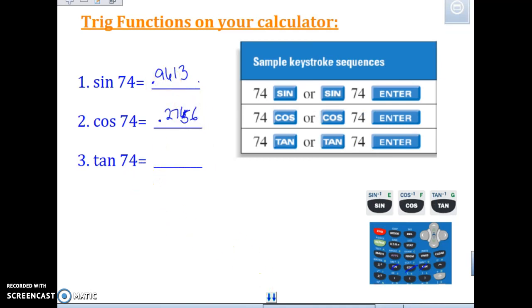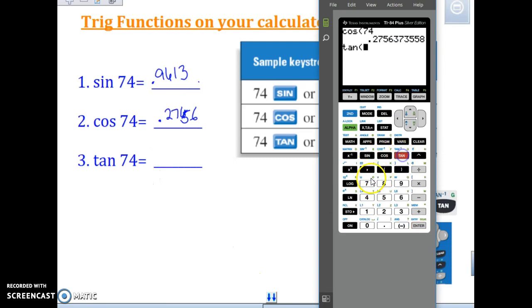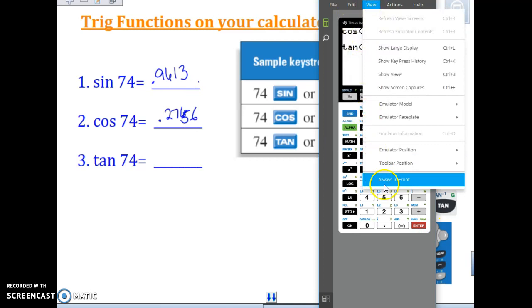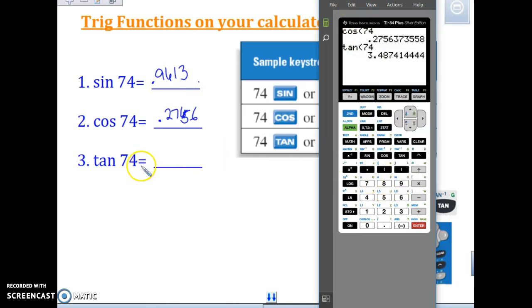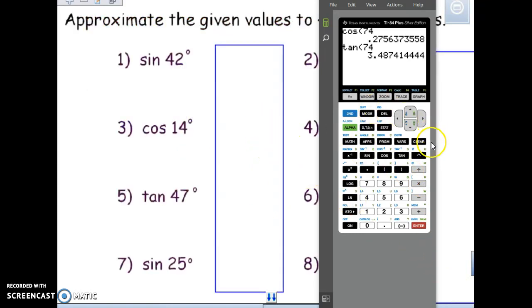Try tangent on your own. For rounding, I'm going to change this to 3.4874. Because that 1 is less than 5, I just drop it off and leave it 7.4. Again, make sure your calculator is in degrees when you're using it. On the next slide, you'll get some more practice with using your calculators.